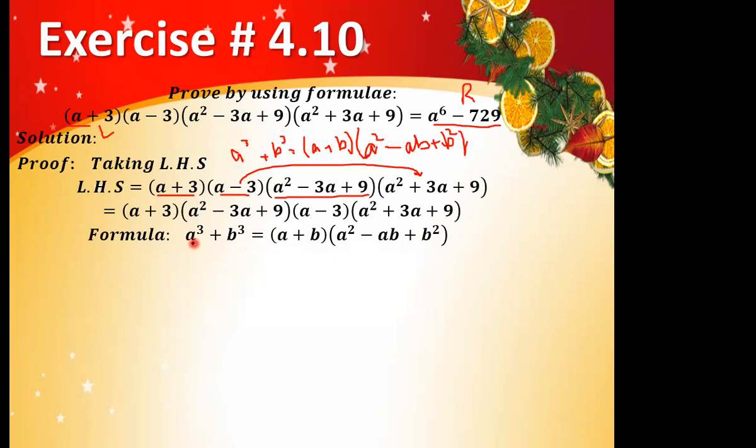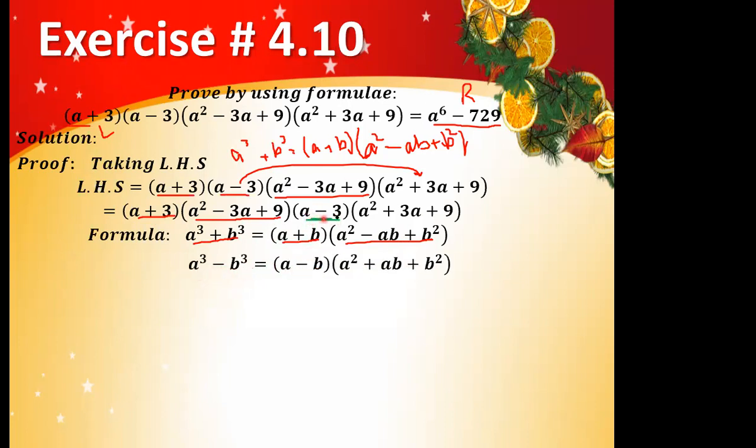Which formula? a cube plus b cube is equal to a plus b multiplied by a square minus ab plus b square. So this will be your a plus b, and this will become a square minus ab plus b square. Similarly, if we talk about this thing, it will be equal to a cube minus b cube.